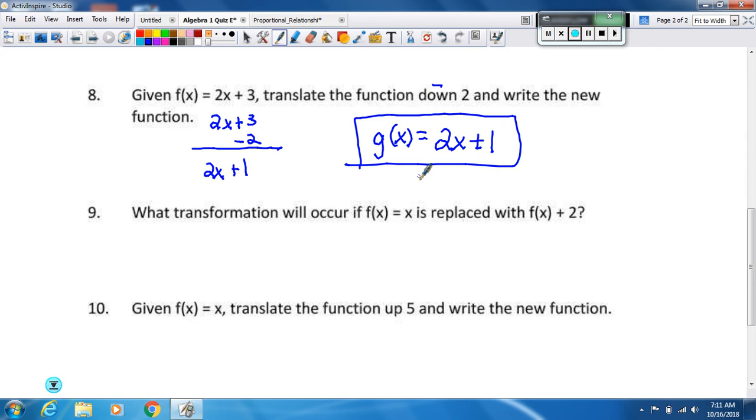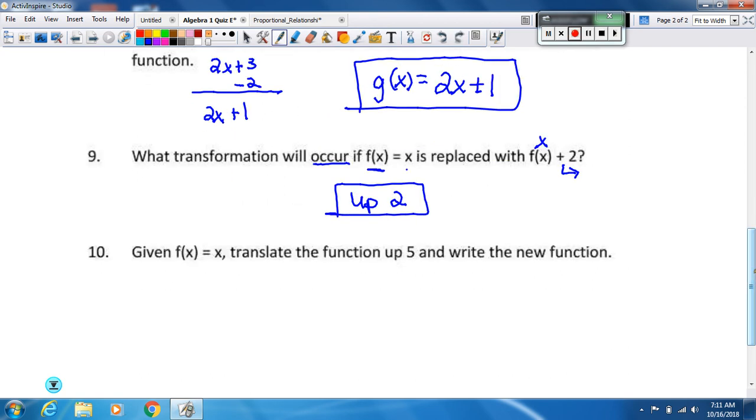What transformation will occur if f(x) = x is replaced with f(x) + 2? Well, they tell you that f(x) is x, so that means x + 2 right here. But they're asking what's going to happen, what will occur. So since there's a plus here, this one's going to go up 2, or a vertical translation of 2. But up is good enough.